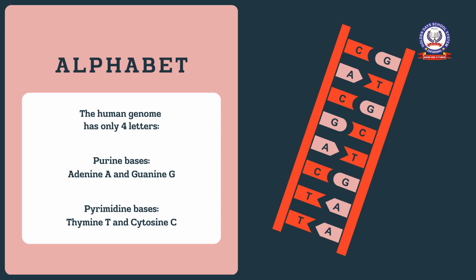Alphabet. The human genome has only 4 letters. Purine bases: adenine A and guanine G. Pyrimidine bases: thymine T and cytosine C.